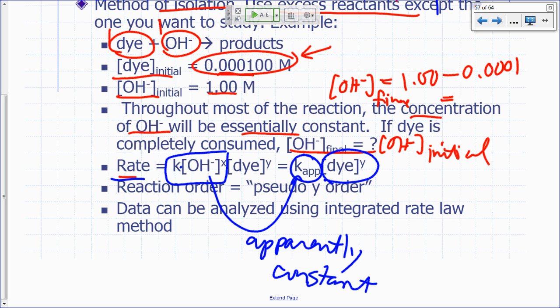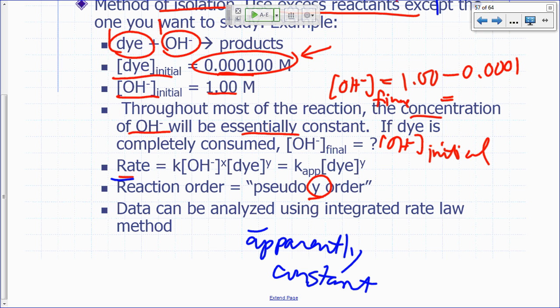So you run an experiment where you just monitor the concentration of the dye. And how do you determine what this Y is going to be? The order of reaction with respect to the dye. You plot concentration versus time. You plot natural log versus time. And you plot 1 over concentration versus time. Whichever one shows up linear, that will tell you what the order of the reaction is. Okay? So we say that the order of the reaction here is pseudo Y order.